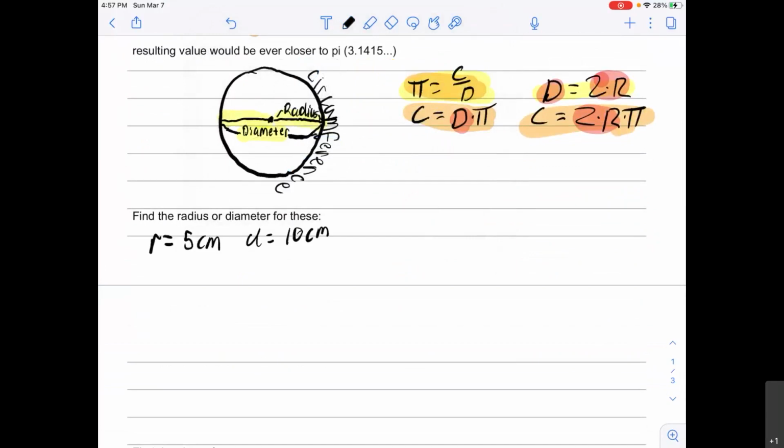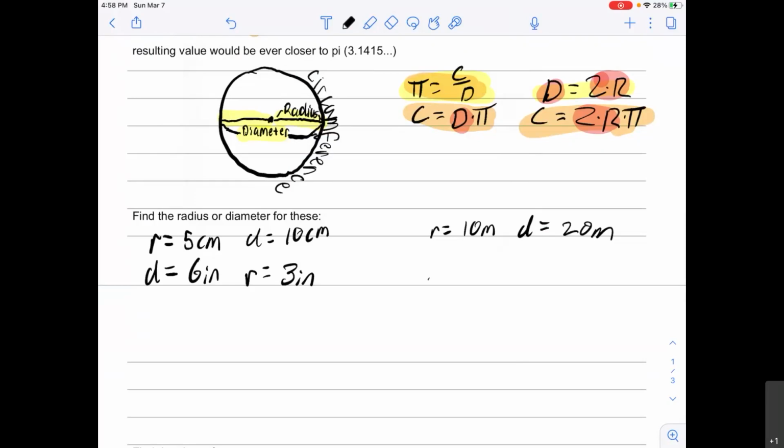If the radius is 10 meters, then the diameter has to be 20 meters. We can go the opposite direction as well. If I tell you that the diameter is 6 inches, the radius has to be half of that. So if the diameter is 6 inches, then the radius has to be 3 inches.